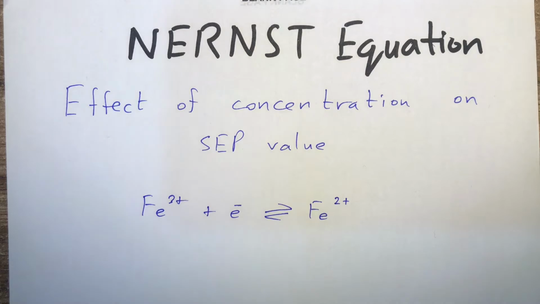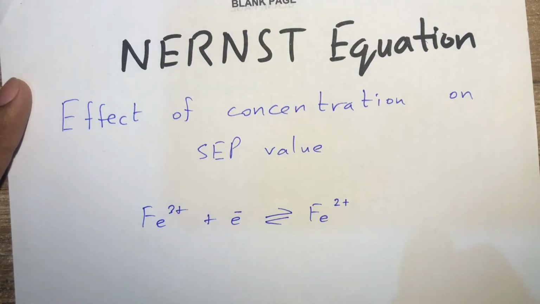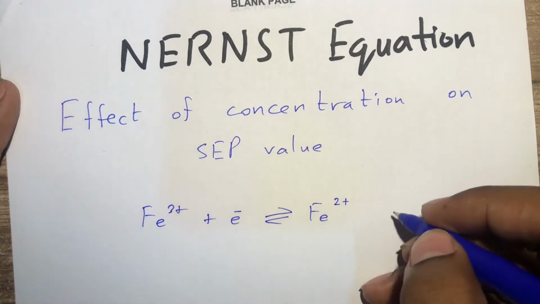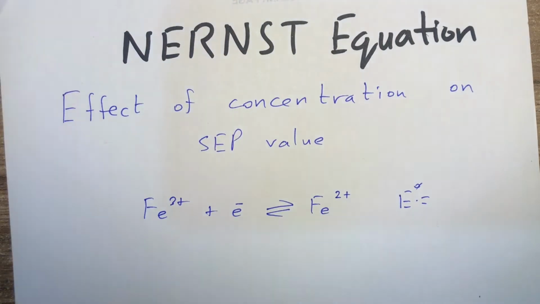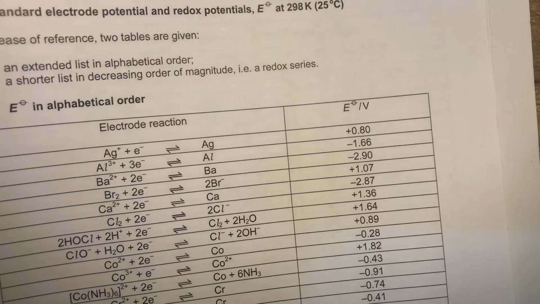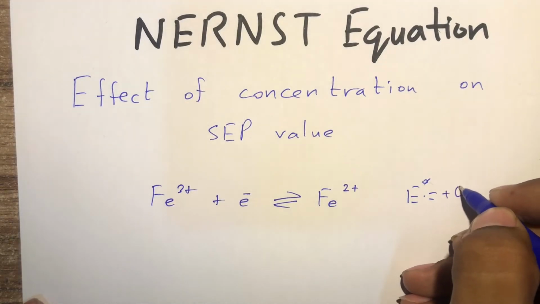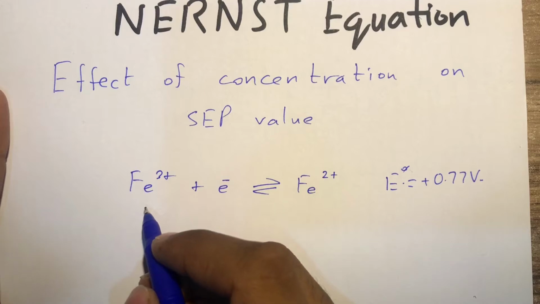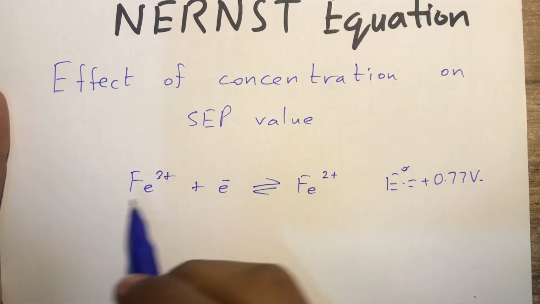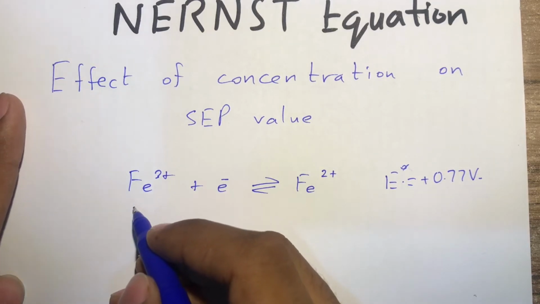Now for example, let's say I increase the concentration of Fe3+ ions. Firstly, the E naught value for this is plus 0.77. Now if I increase the concentration of Fe3+ ions, whereas Fe2+ stays the same, first they were both 1 mole per dm cube, now this is, let's say, 1.5 mole per dm cube.